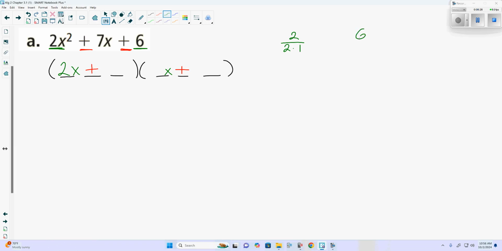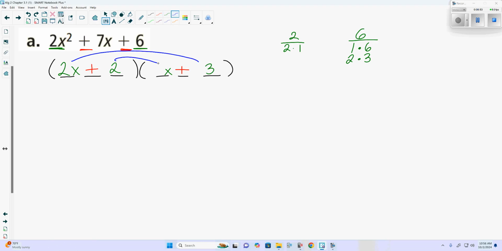6's factors are 1 and 6, and 2 and 3. 1 times 6, and 2 times 3. Which one of these two sets of factors do we want to try first? 2 and 3. Where do we want to put the 2? Where do we want to put the 3? Well, we could try putting the 2 in the first one and seeing what we get.